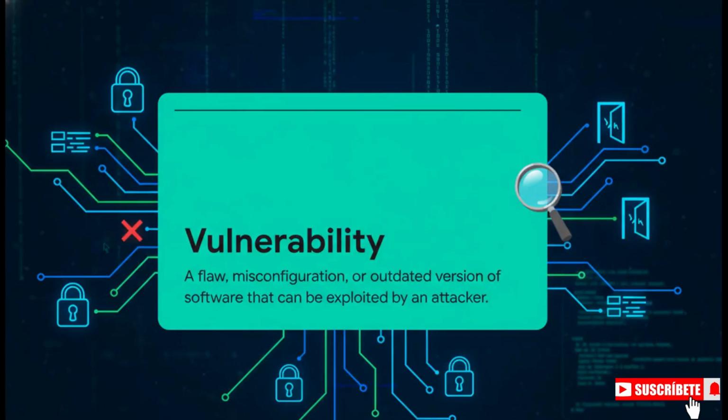So what exactly is this vulnerability we're looking for? Well, it can be a lot of things. A bug in the code, a simple mistake in the setup, or maybe just software that's super old and hasn't been updated. The bottom line is, it's a weakness. It's a flaw an attacker can use to their advantage. It is, quite literally, a broken lock on one of those doors.